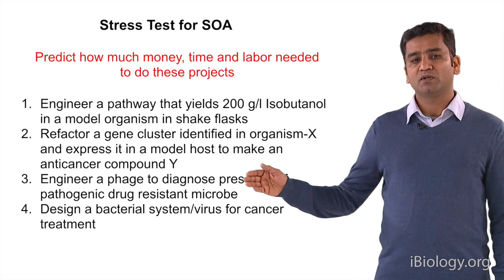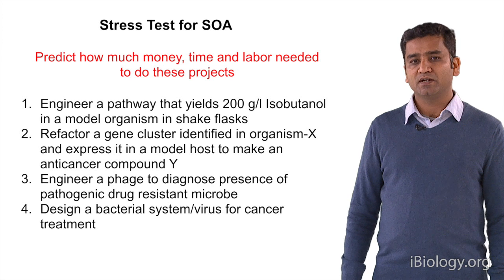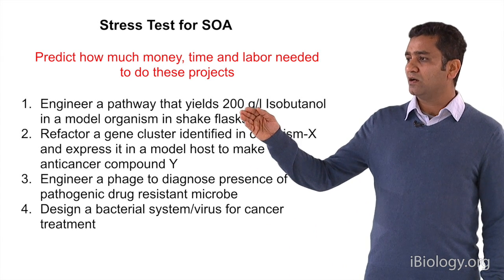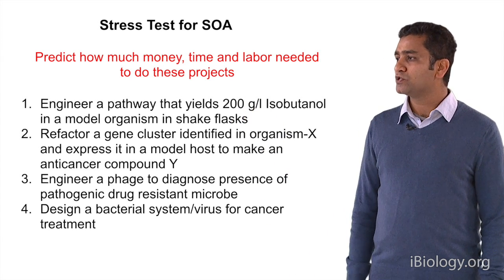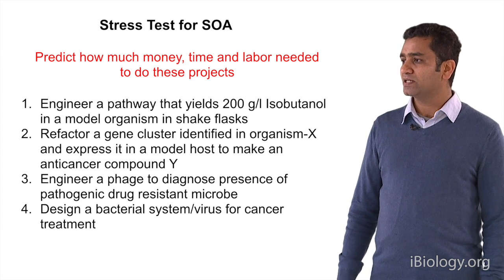Even though they look simple, they have a whole set of challenges in making them efficient and selective. So for example, can you engineer a pathway that yields 200 grams of isobutanol in a model organism in shake flask?